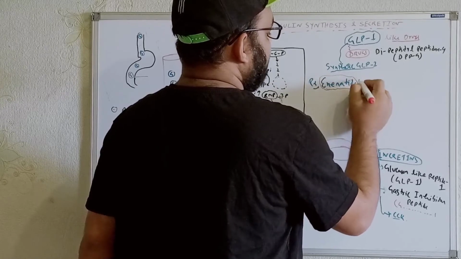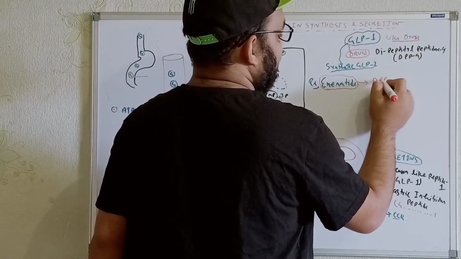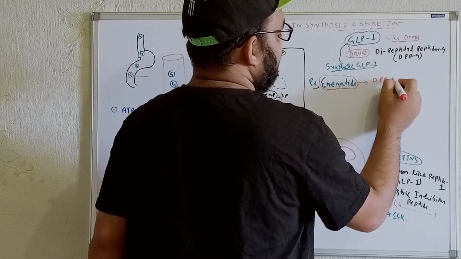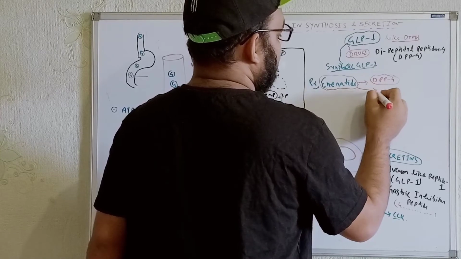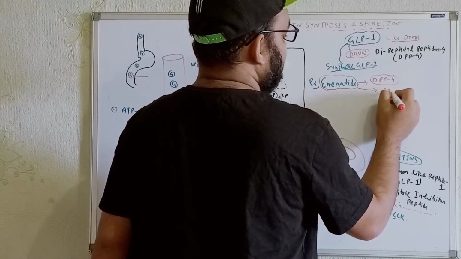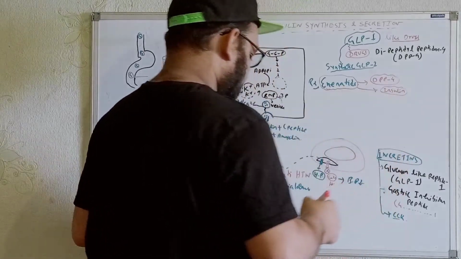Whenever it is within the circulation, the DPP4, or dipeptidyl peptidase 4, will not be able to destroy these things. So these things will go to the pancreatic beta cells, and they will release more insulin. They will act as an amplifier.